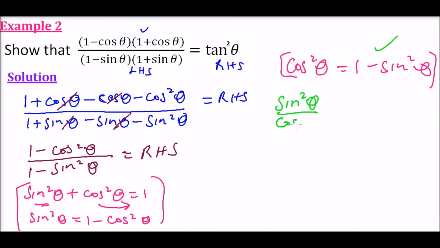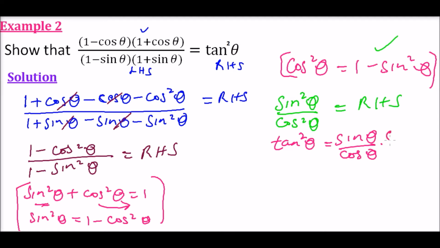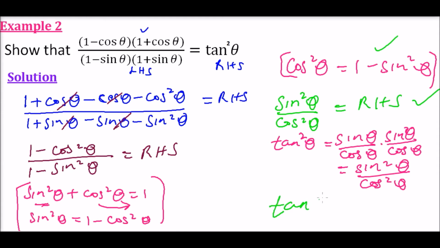So you say this is cos squared theta is equal to the right hand side. So we know that tan theta is equal to sine theta over cos theta. So if we square this, we have sine theta over cos theta squared, which is equal to sine squared theta divided by cos squared theta. This means that if we go back to our expression here, we can write the left hand side as tan squared theta is equal to the right hand side. And we know from what we have been given, the right hand side is equal to tan squared theta.